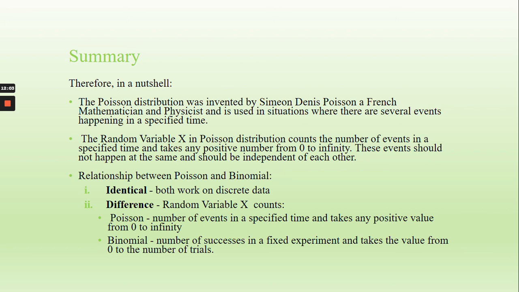So number 3, in summary, is that the relationship between Poisson and binomial is that both of them work on discrete data, and the difference is that the random variable x counts in Poisson the number of events in a specified time and takes any positive value from 0 to infinity, while in the binomial the number of successes in a fixed experiment and takes the value from 0 to the number of trials in the experiment.